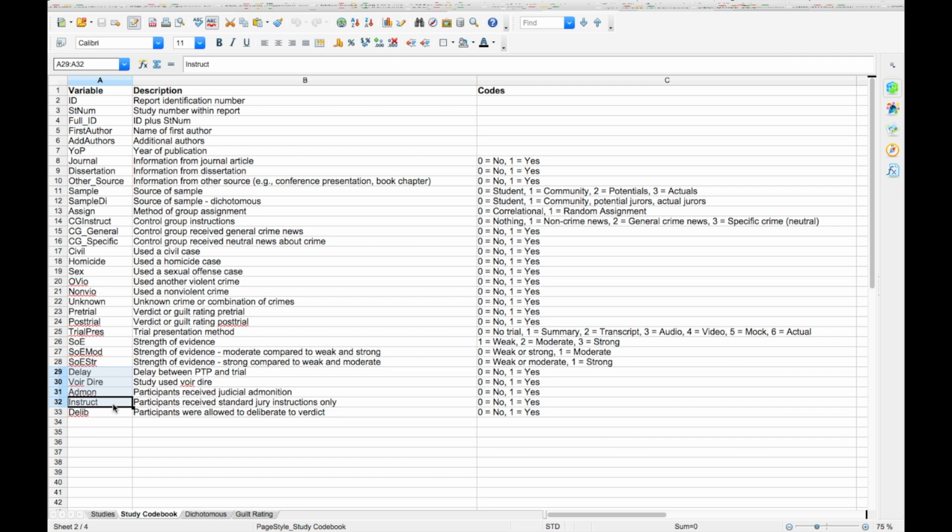Whether the study used voir dire, which is the questioning of potential jurors to determine if there are any sources of bias that might preclude them from being involved in the jury. Whether they received a judicial admonition that told them specifically to ignore any outside information besides the evidence, including pretrial publicity, or whether they just received the standard jury instructions. And then finally, we coded whether participants were allowed to deliberate before providing a verdict.